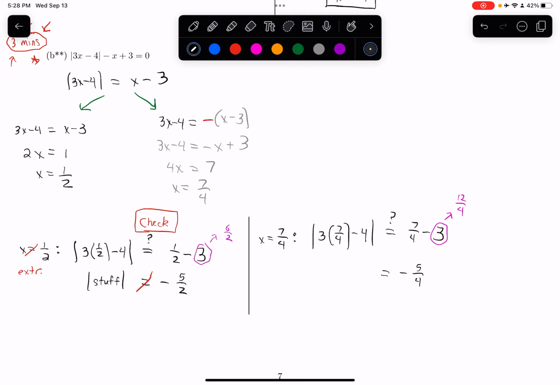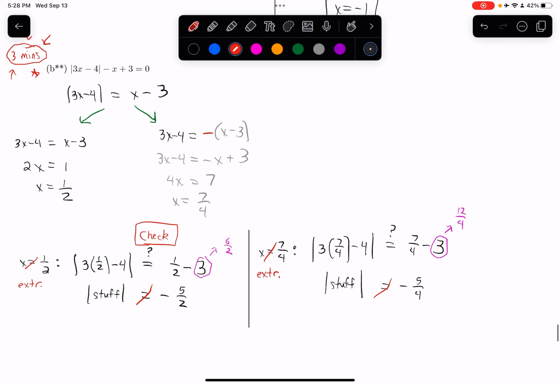So I don't even need to simplify the thing in the absolute value again. I could if I wanted to, but I'm going to go ahead and just write absolute value of stuff over here. I don't even need to bother simplifying it because it cannot be equal to a negative value. So as a result, this answer is also not working. EXTR, it's extraneous. So that's a little weird, but that can happen. Sometimes all the answers that I end up getting from this process end up not working. And what that means is, well, there's no solution to the original equation. Alrighty. So let's flip the page here.